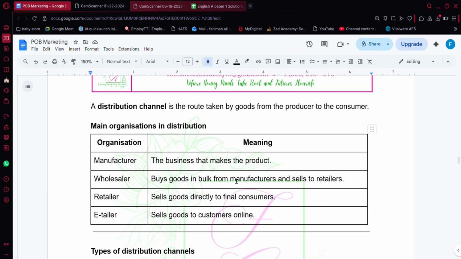Manufacturer refers to the business that makes the product. Wholesaler is the person who buys the goods in bulk from the manufacturers and sells to retailers. Retailers sell the goods directly to the final customers, and then we also have e-tailers who sell goods online.